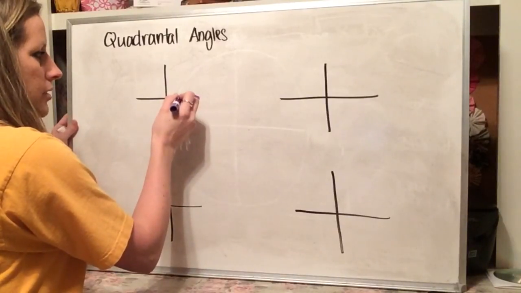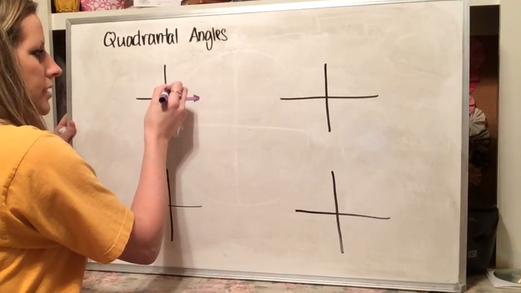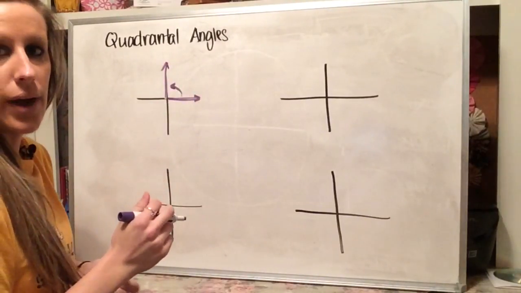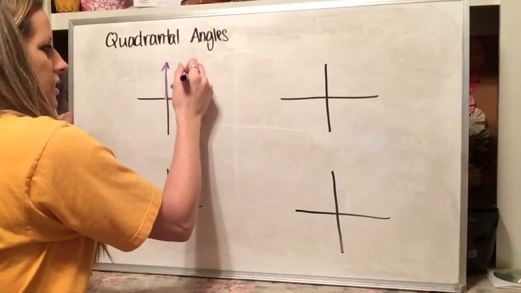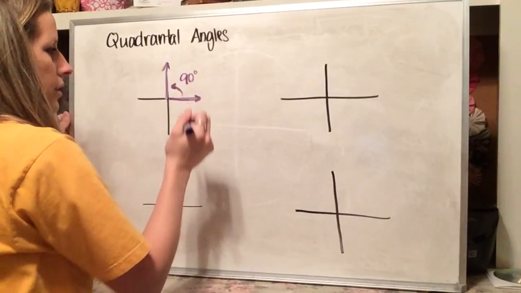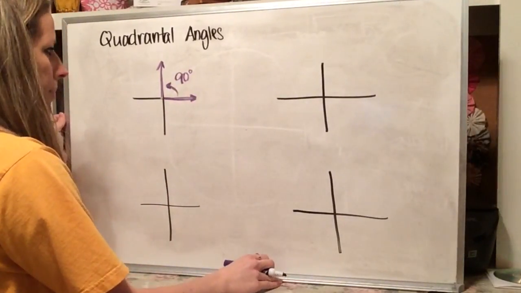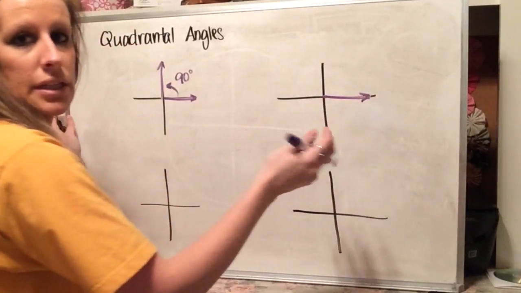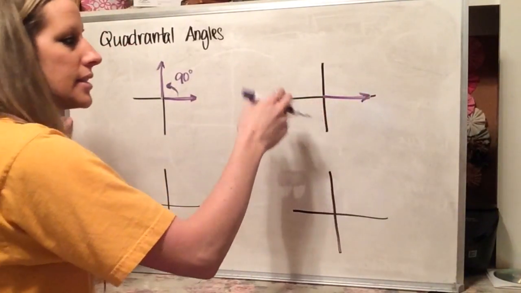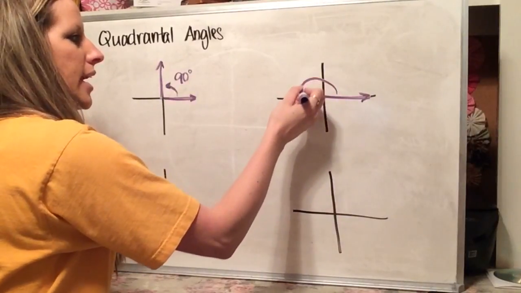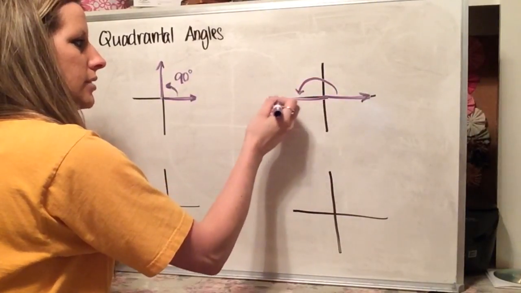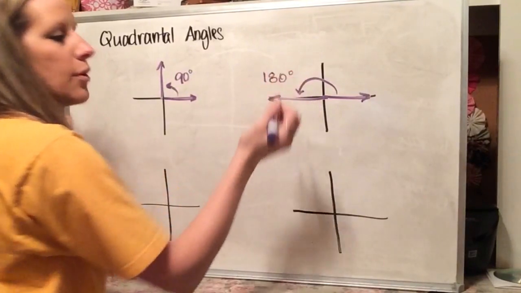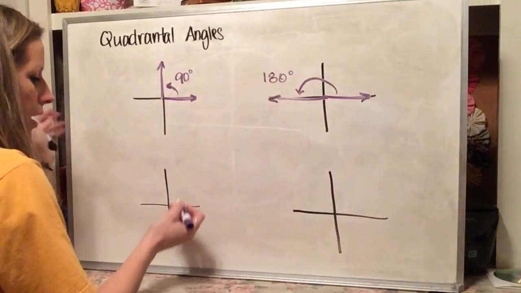So if we start going counterclockwise, we're going to go to our first axis, that positive y-axis. That gives us 90 degrees. Our next one, we're still going to start out with an initial side on the x-axis, and we're going to go to our next axis. Okay, so 180 degrees. That would be a quadrantal angle.